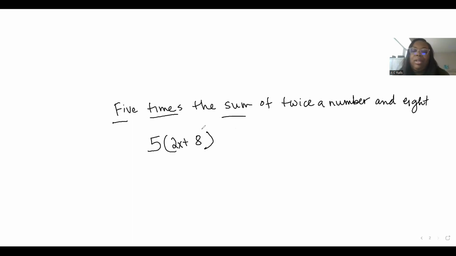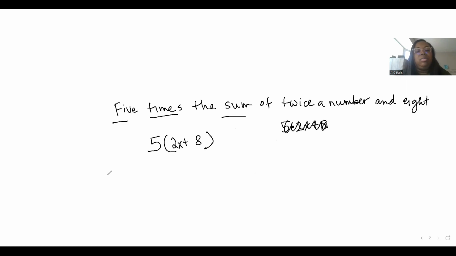This is how that will look. If you just said 5 like this, that's not the same thing. This is only 5 times twice the number plus 8, but 5 times a sum, 5 would be needing to be multiplied by a sum.